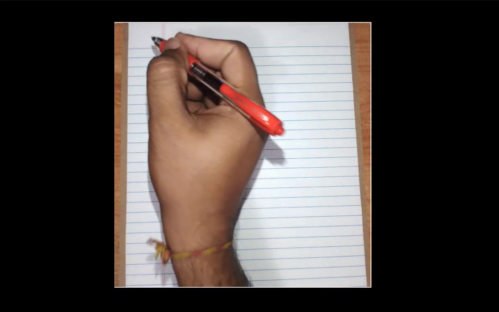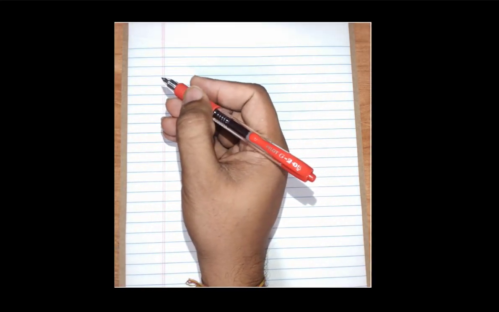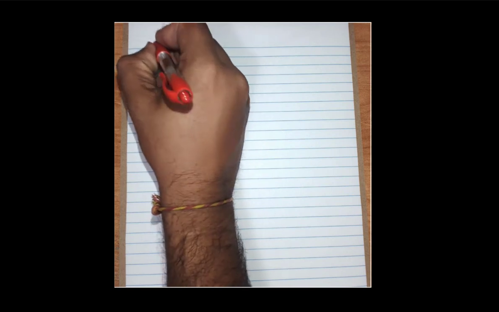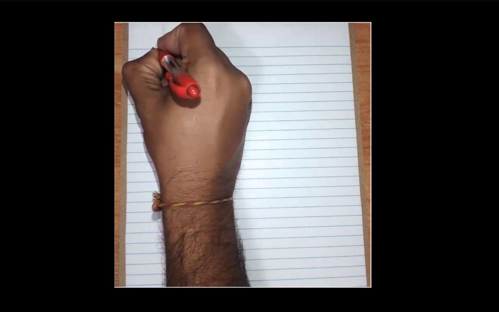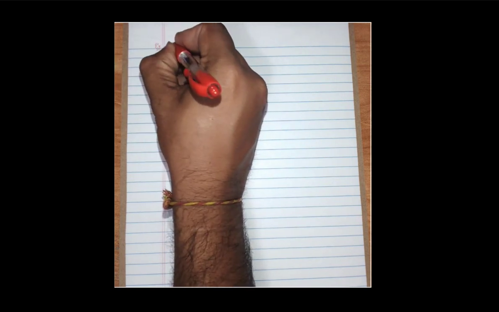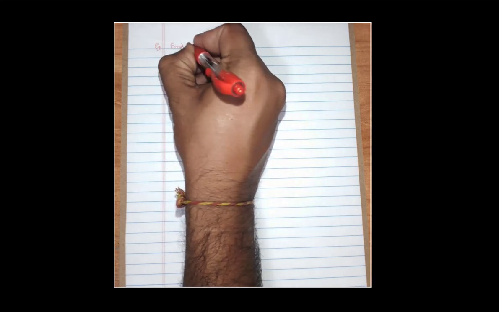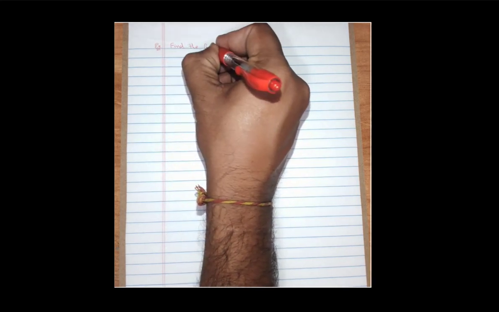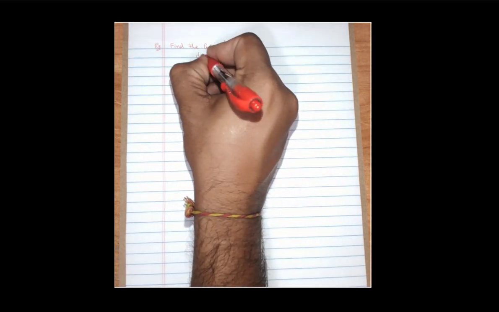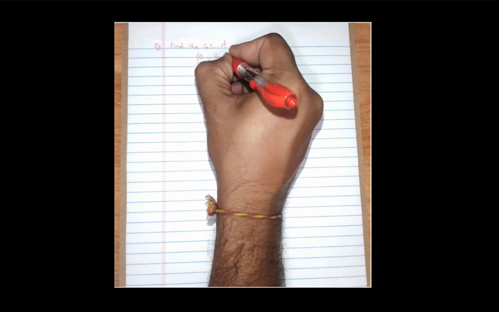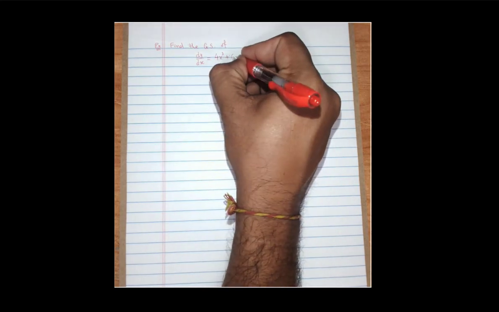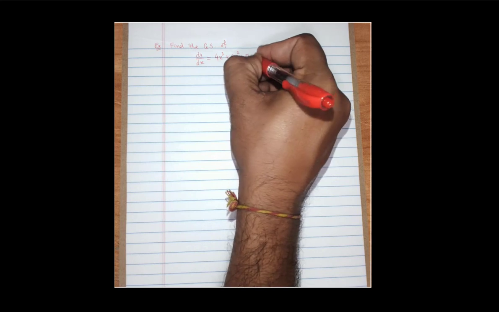Let's try to start this solution technique with something reasonably simple. Let's say I would like to find the general solution of this differential equation, dy by dx equal to, let's say, 4x cubed plus 6x squared plus 7.